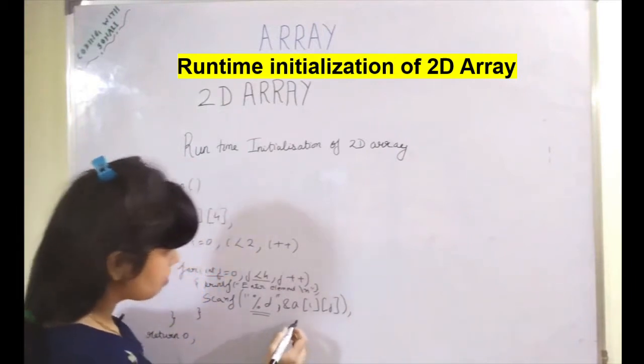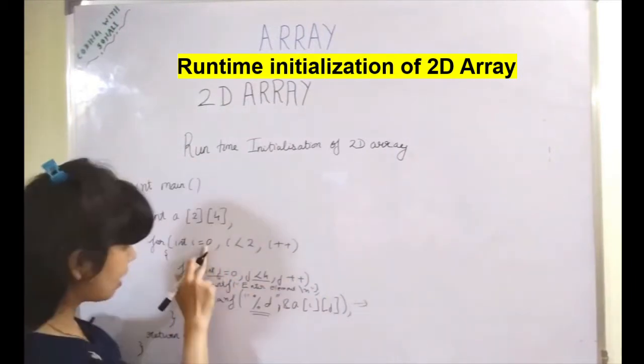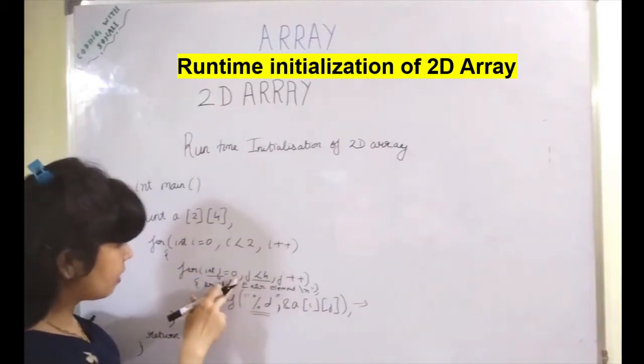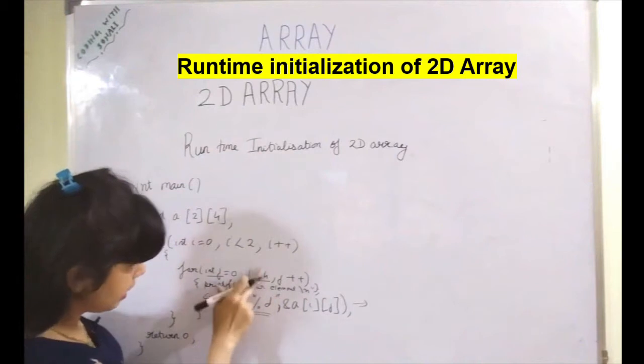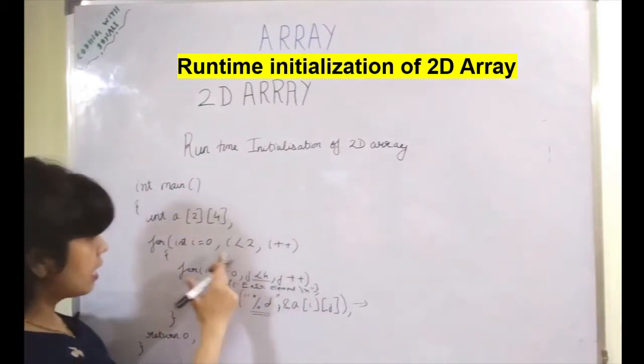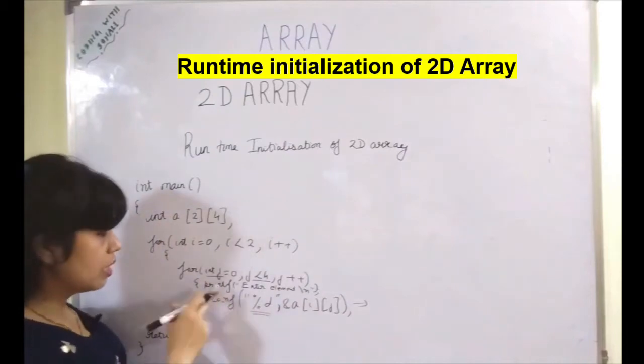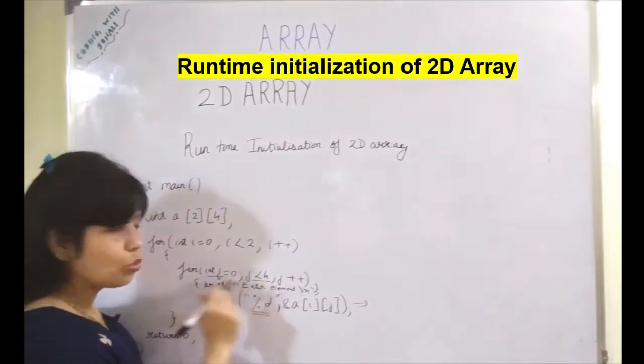So what does it mean? It means that i is equal to 0, and j in the for loop will complete its iteration one by one for 0, 1, 2 and 3. Once this iteration finishes, then i will be incremented, i will become 1, and again the inner for loop will start again from 0 to 4.